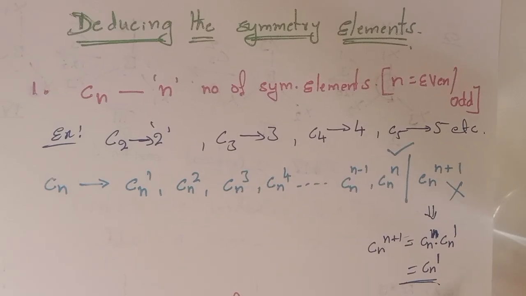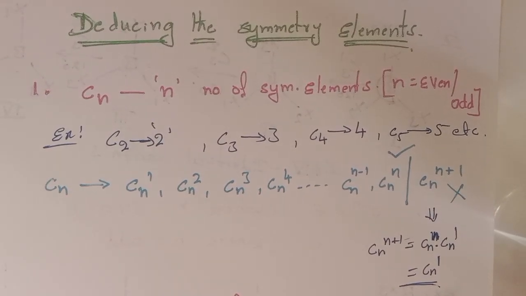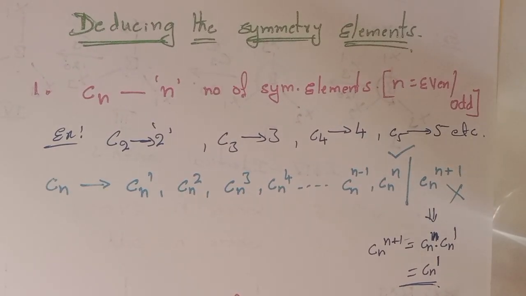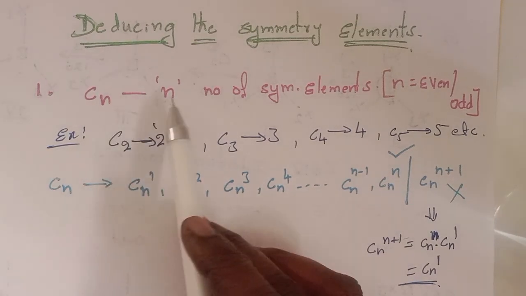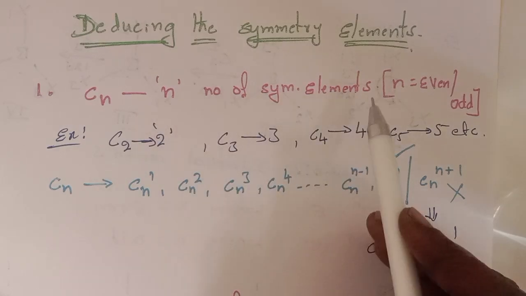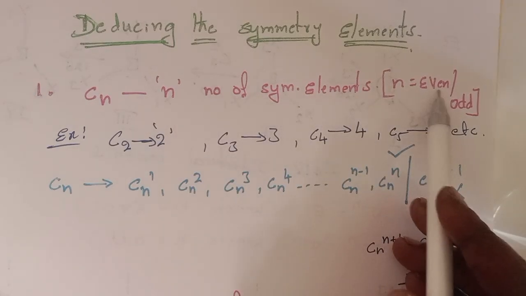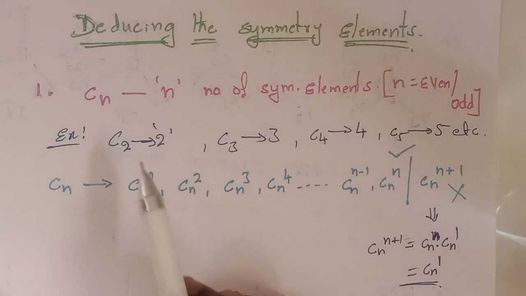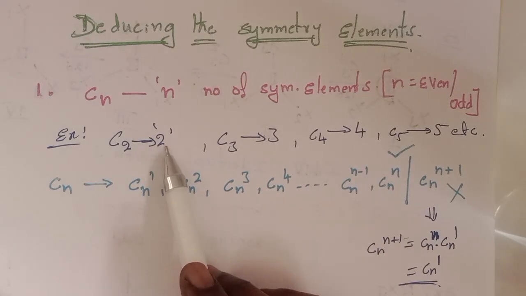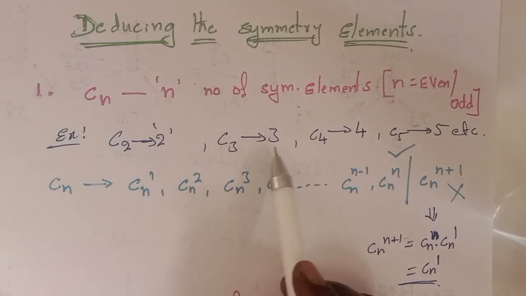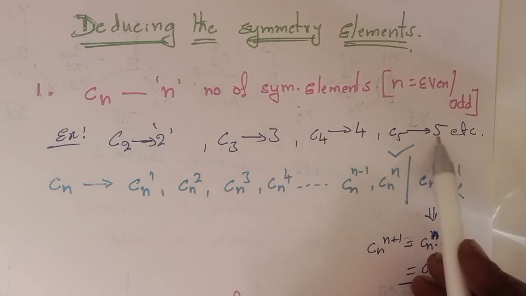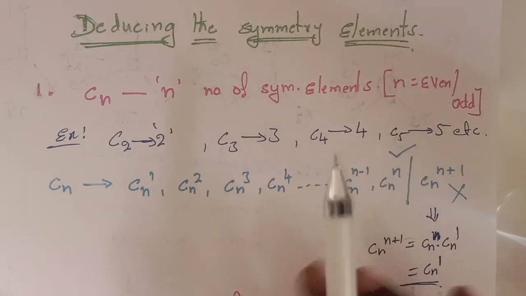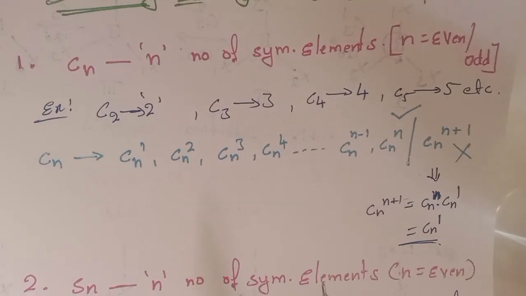Now I am going to discuss deducing the implied presence of symmetry elements from Cn and Sn. That means Cn, as a rotational axis of symmetry, will give n number of symmetry elements when n is even or odd. That means C2 will give 2 symmetry elements, C3 will give 3, C4 gives 4, C5 gives 5, etc. Where n is even or odd, it will give n number of symmetry elements.